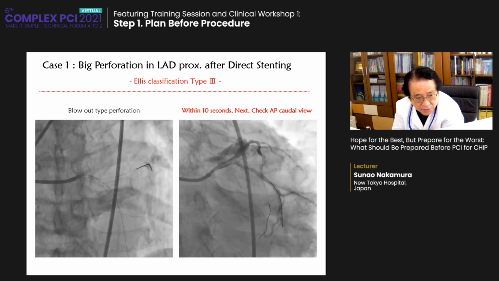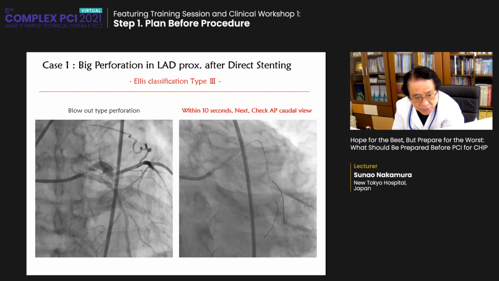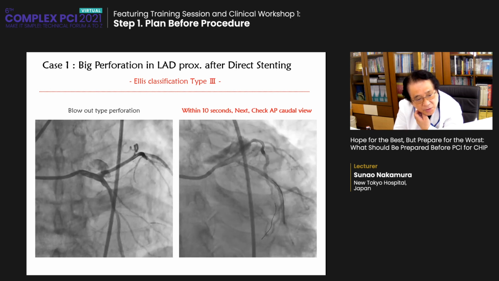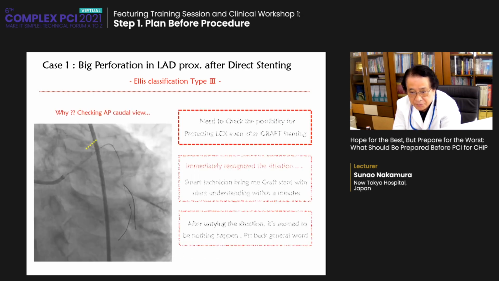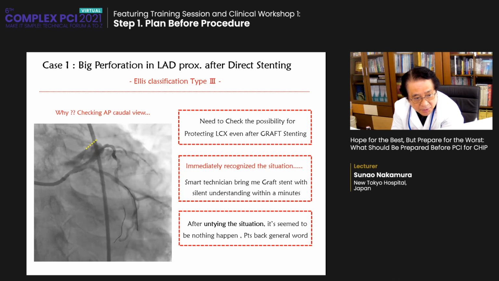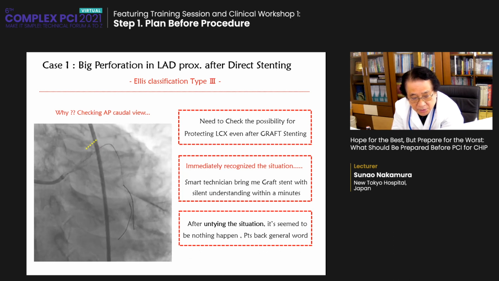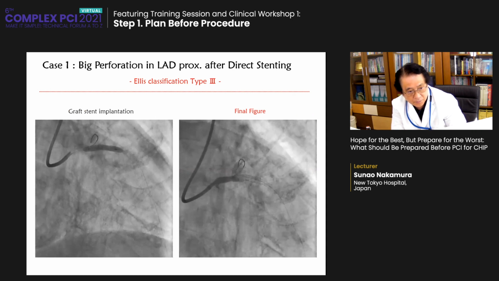Then within a short time, we checked the epicardial view because I wanted to check the possibility of implanting the graft stent. Actually, my junior technician prepared the graft stent within 3 minutes. This quickness is very important. Again, we had an epicardial view for checking the possibility of graft stenting, to confirm the jailing of the circumflex, and confirm it's okay, and then the graft stenting.